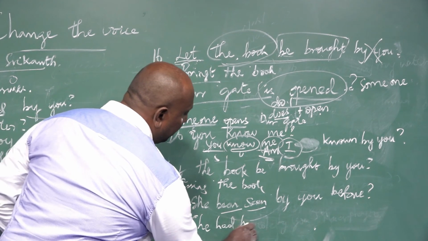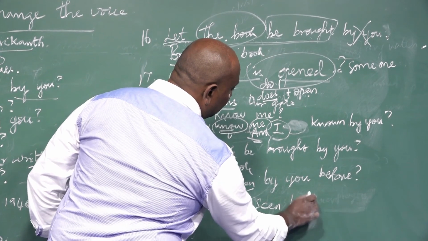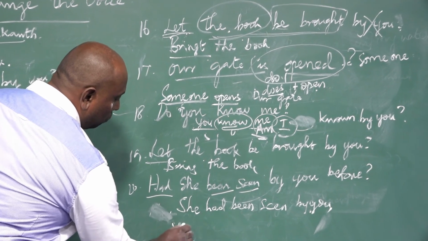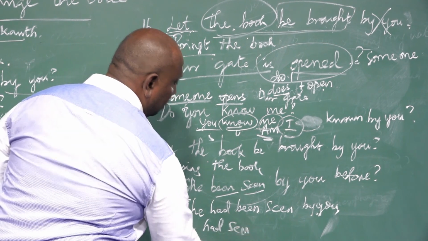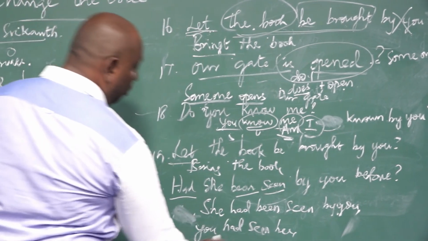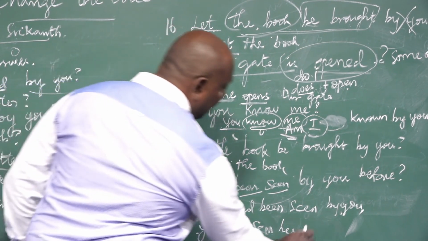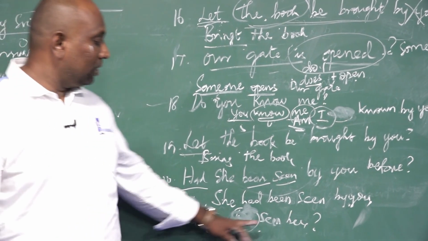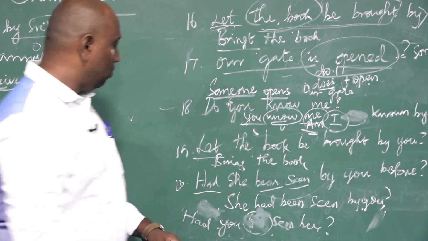She had been seen by you. So you will come in the place of the subject: you had seen. She will change into her. So now make it as a question. How to make it as a question? Had you seen her. That is the question. So take out the auxiliary and write before the subject: had you seen her. That is the way we have to write the questions.